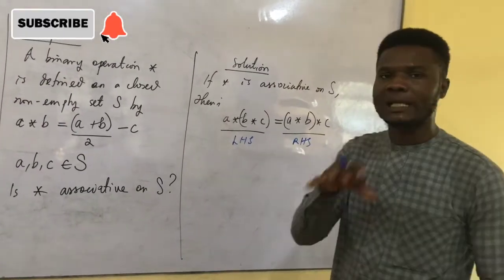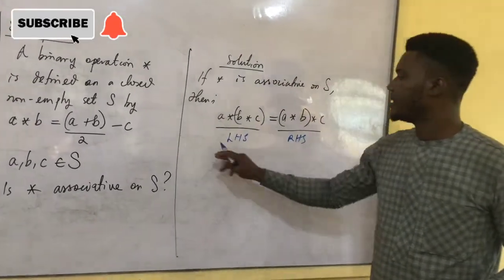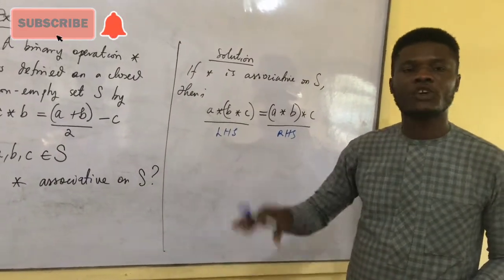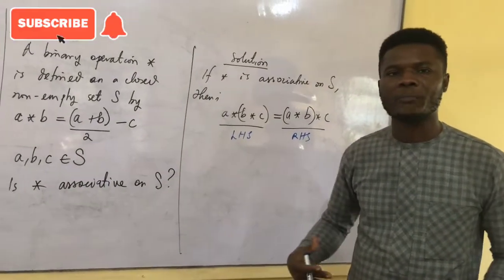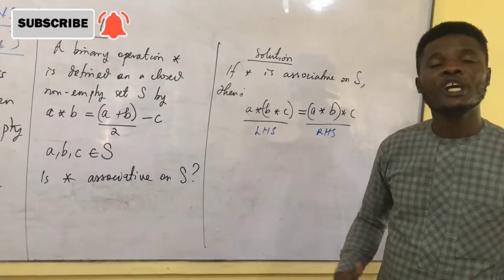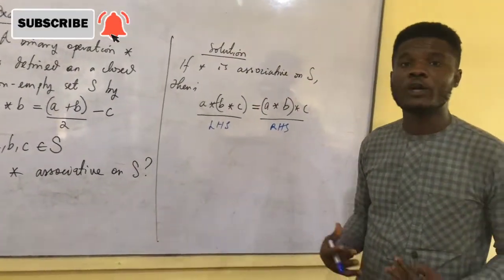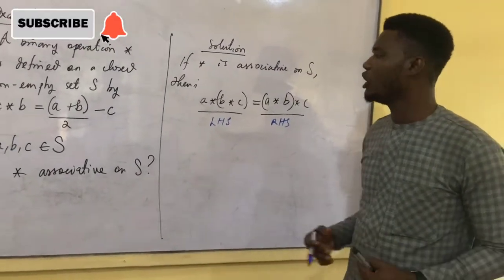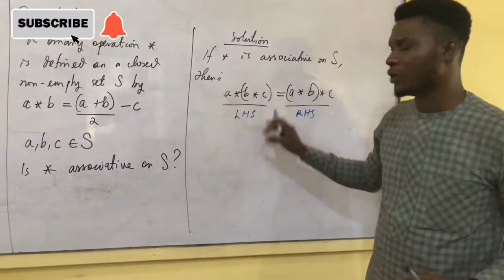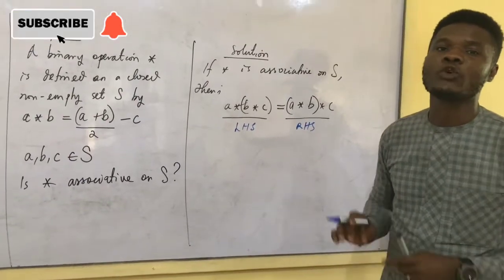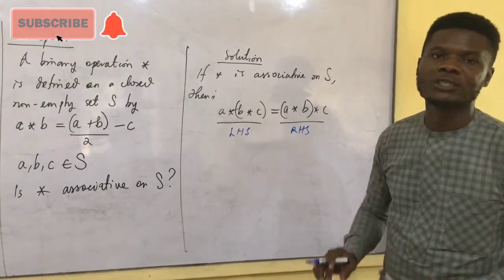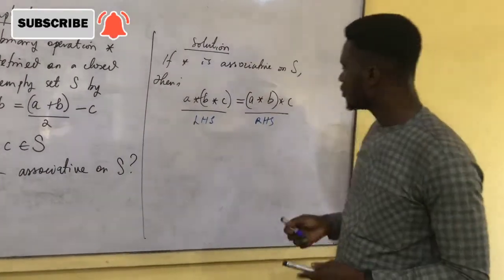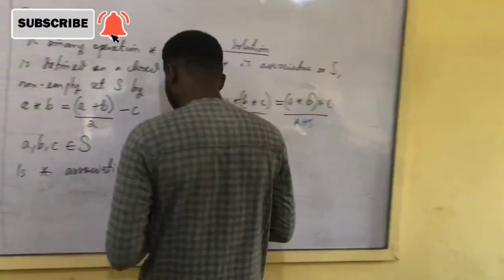So what you are going to start to do is taking one side, operating on it, and then taking the other side, operating on it, and thereafter comparing both results if they are equal. If both results are equal, then you can conclude that asterisk is associative. If both results from both sides of the equation are not equal, then you have to conclude that asterisk is not associative as defined by this. Okay? So let's start with the left hand side.